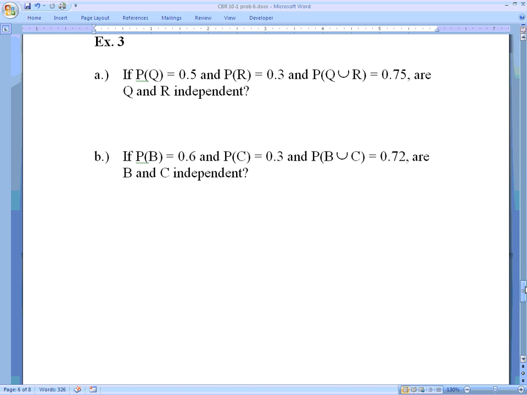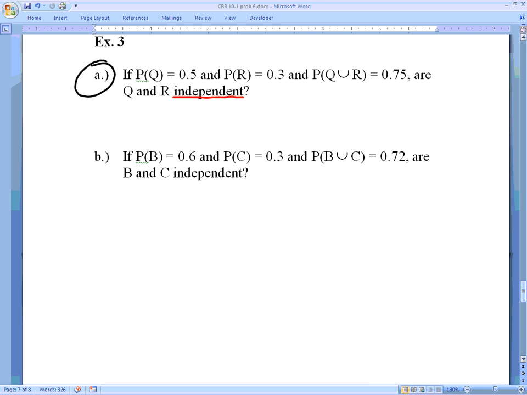One last example. We're just going to do part A here. It says if the probability of Q equals 0.5, the probability of R equals 0.3, probability of Q or R equals 0.75, are Q and R independent?